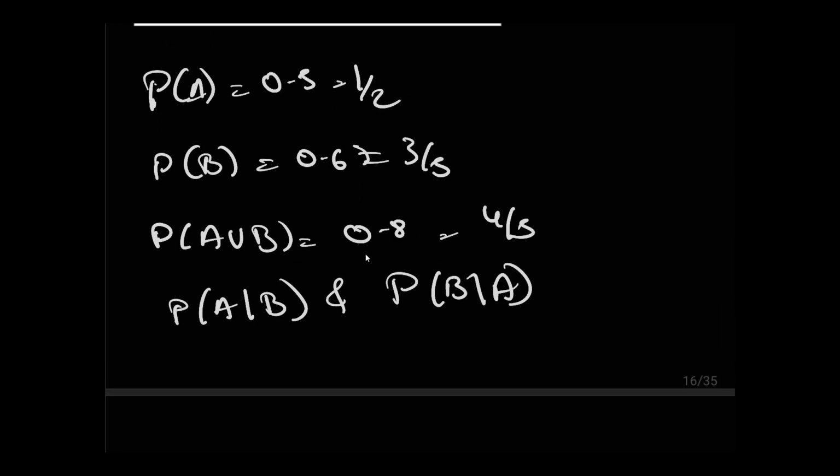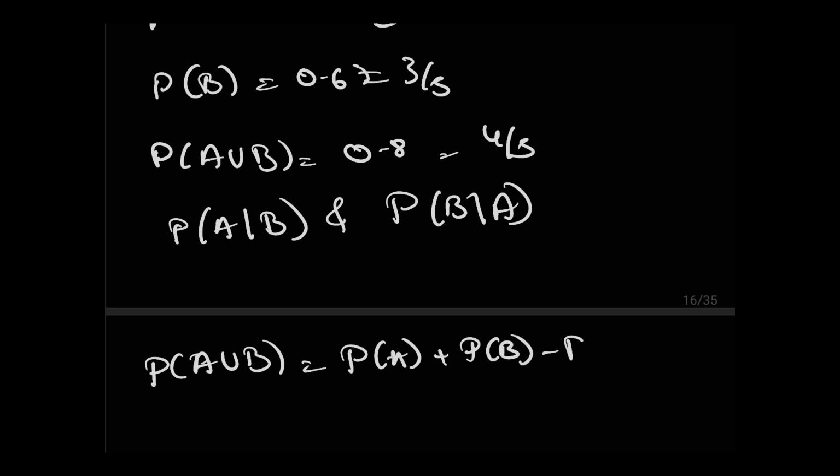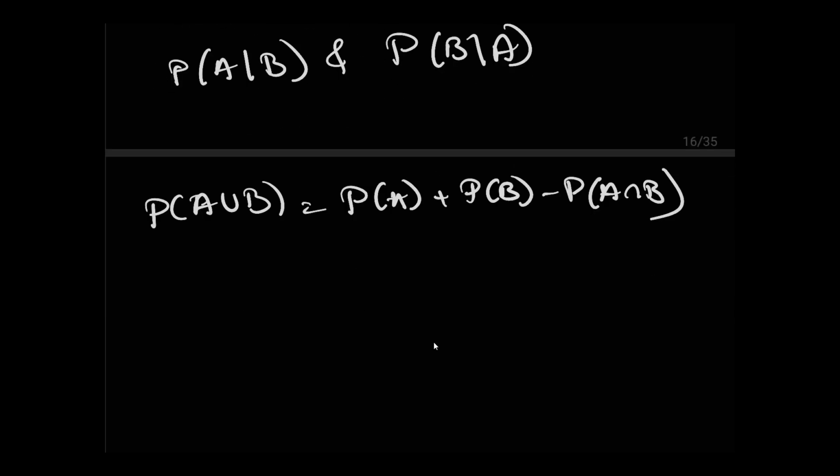Now, first, we have to find the intersection. How can we find the intersection? From Venn diagrams, we can say that P of A union B is equal to P of A plus P of B minus P of A intersection B. That means P of A union B, 4 by 5, is equal to 1 by 2 plus 3 by 5 minus P of A intersection B.